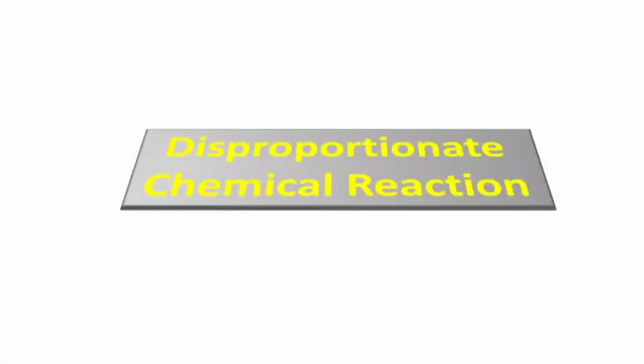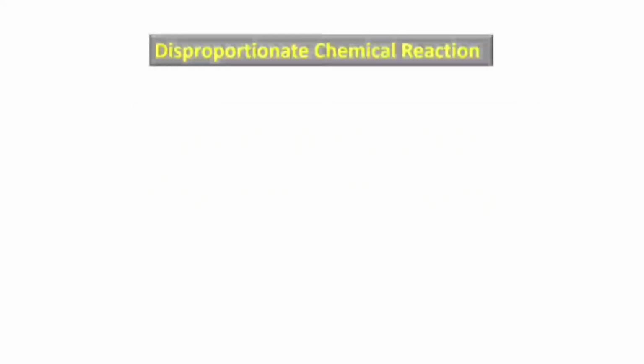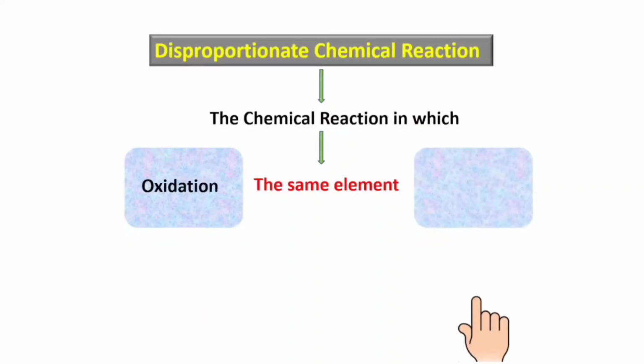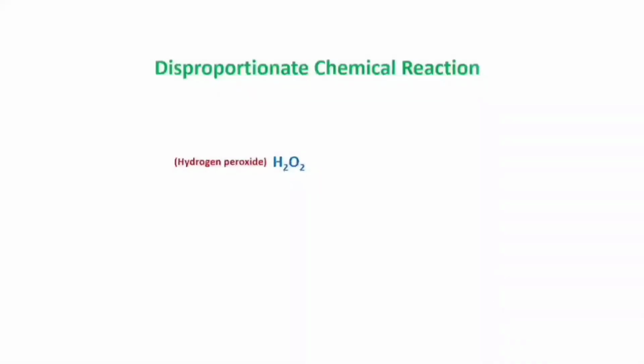Now I would like to discuss with you how to calculate the N factor of a chemical species in a disproportionation reaction. A disproportionation reaction is a kind of redox reaction in which the same element undergoes oxidation as well as reduction. For example, I would like to refer to hydrogen peroxide. Hydrogen peroxide, on being heated, decomposes into water and oxygen.